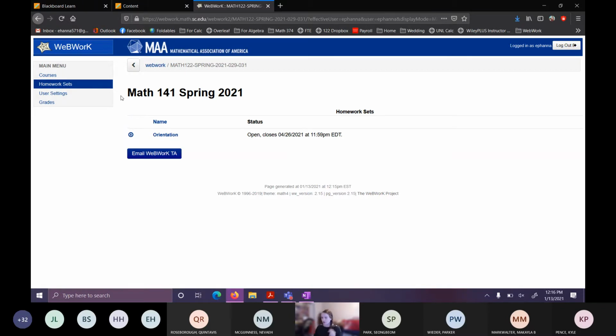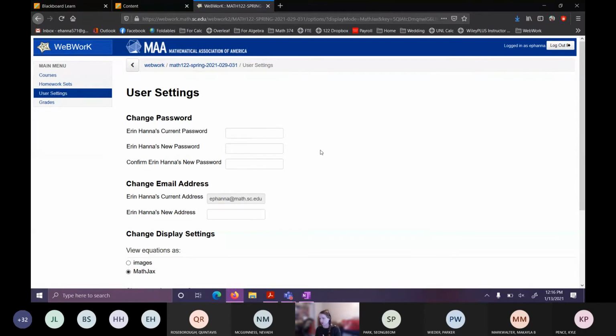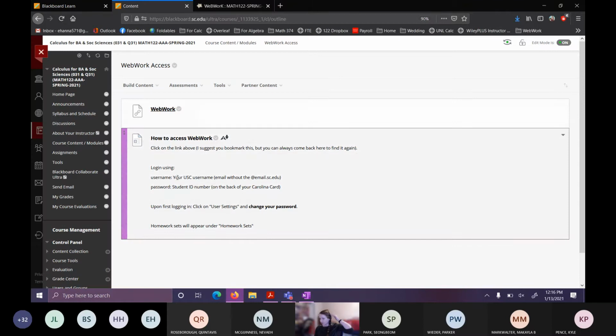And yeah, that's it. Oh no, the other thing is one of the first things you should do when you do eventually get logged in is to hit user settings and change your password. You can keep it if you want, but I would suggest changing it from your student ID. Hopefully if you use your USC username as the username and your student ID with a capital letter in the front as the password, it'll work. If it doesn't, shoot me an email. I will try to figure out why it's not working and set you up as soon as possible. So that's that.